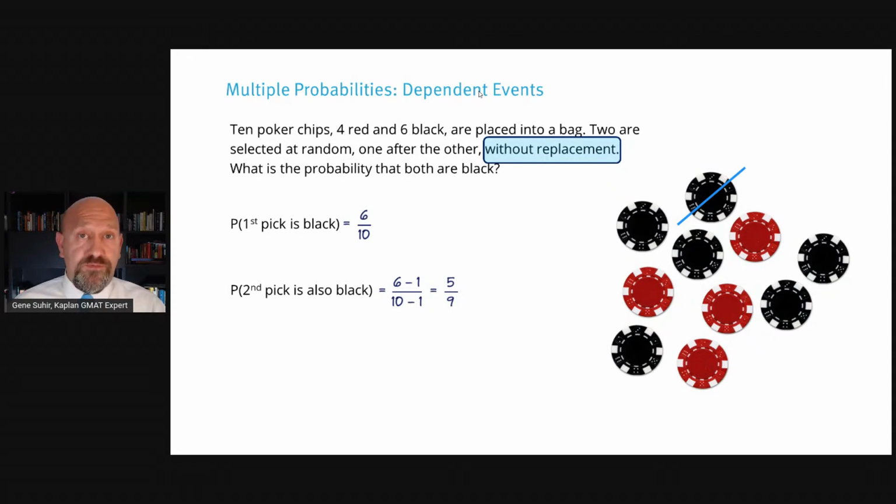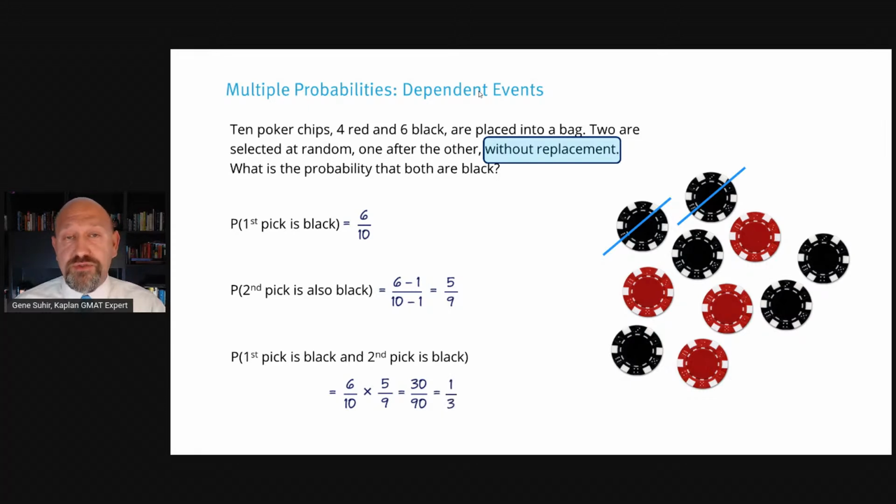Oh, but we do want the first and the second to be a black. So the first and the second, we find them separately and multiply. 6/10 times 5/9. So we can do some reducing certainly here, either at the end, 30 over 90 is 3/9 or 1/3. Could have reduced earlier in the process, certainly too, if you wanted to.